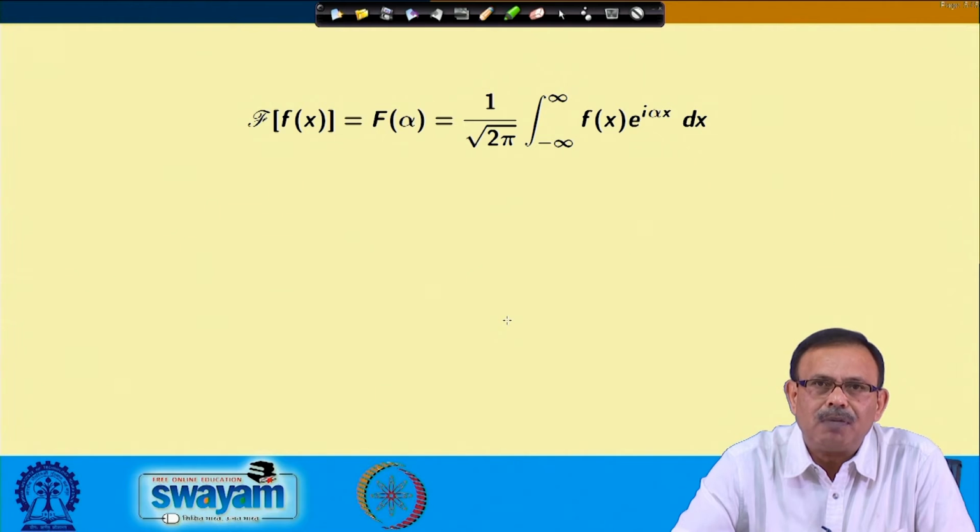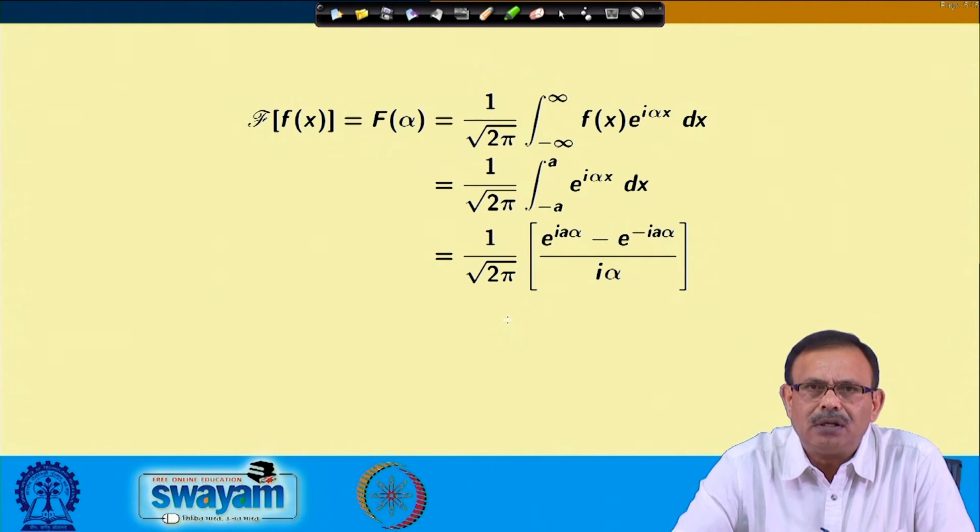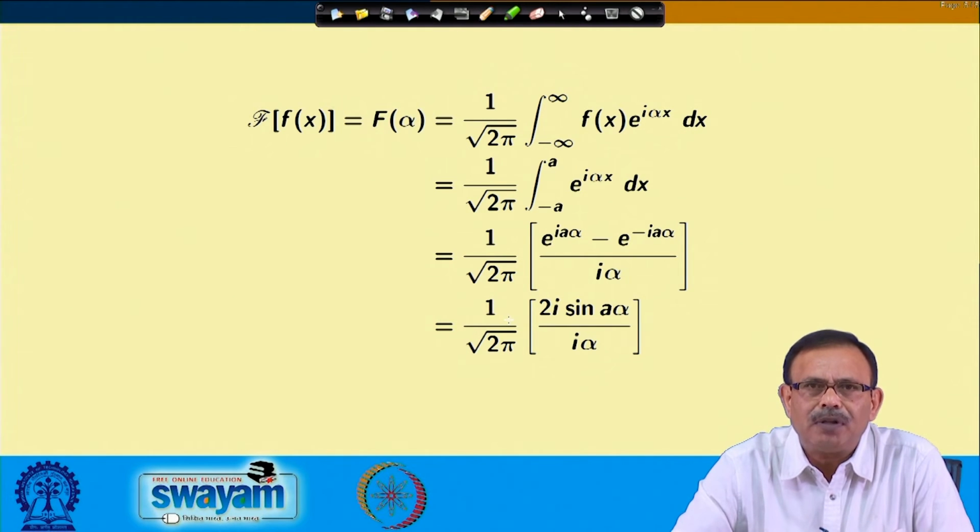From here, the Fourier transform of f x I am writing from the definition, 1 by root 2 pi, minus infinity to infinity f x e power i alpha x dx, and this will be only from minus a to a, where the value of f x is 1. In all other intervals the value is 0. So, I am rewriting the integral as minus a to a. Then I am just evaluating the integral and substituting the limits. I will get this integral, which I can write in the form of sine like this. So, this is the Fourier transform of the function f x. This was the first part of the problem.